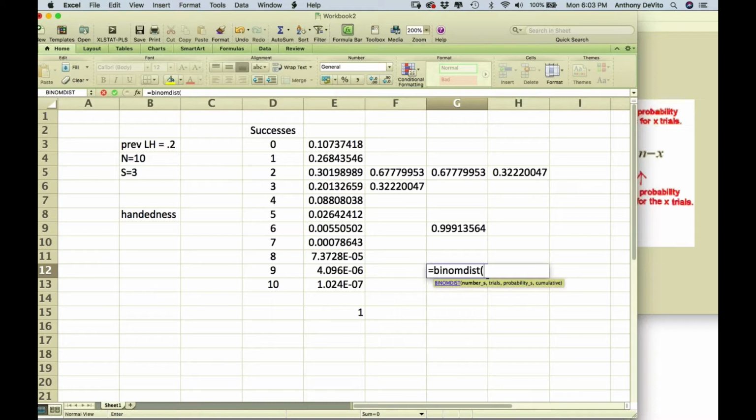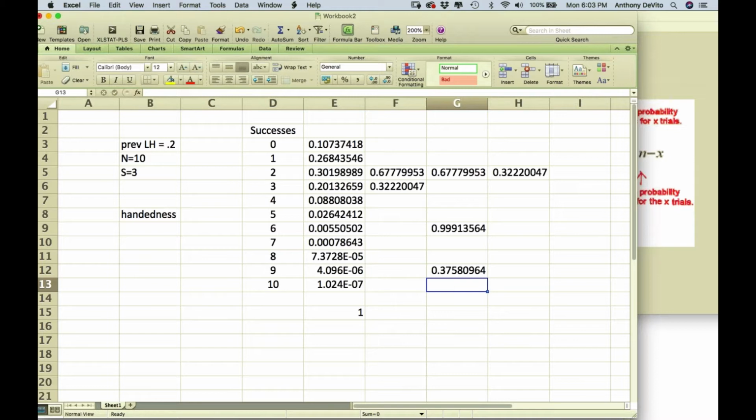That's great, Ange. You guys agree with that? If I type in 1, comma, 10 trials, comma, 0.2, comma, true. Close parentheses. That's going to give me the probability of 1 or fewer, which is the same thing as saying less than 2.